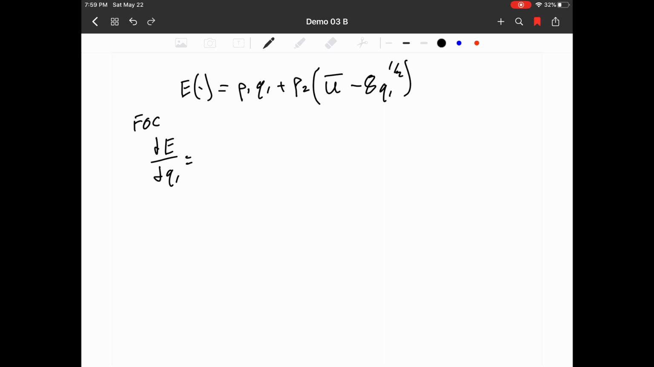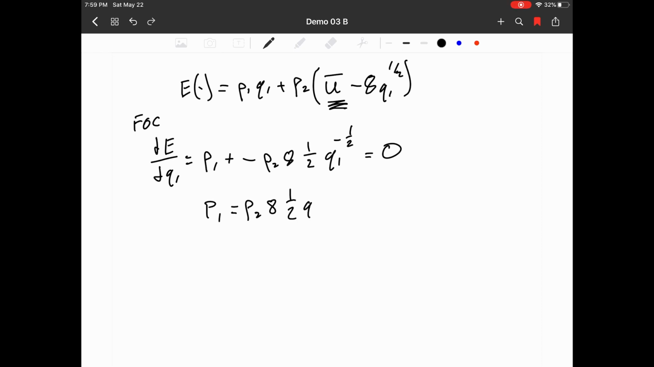So the first order condition here is p1 plus, so this doesn't depend on p1, so all we have left is our negative p2 times 8. Then we have an exponent of 1/2 on q1, and then we subtract 1 from the exponent, which gives us negative 1/2, and we just set that equal to 0. So this is nice. We have p1 on one side, we have p2 times 8 times 1/2 q1^(-1/2) on the other.